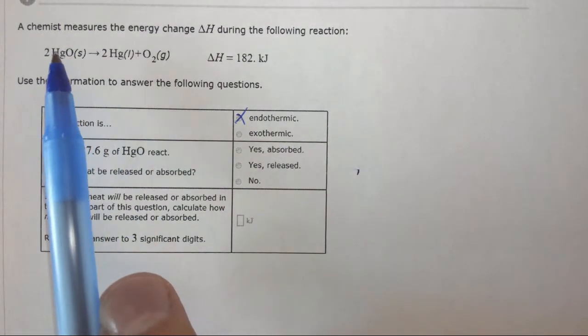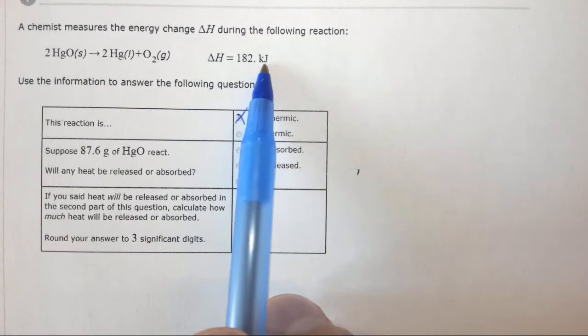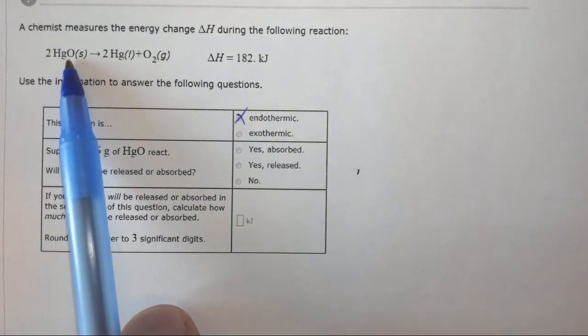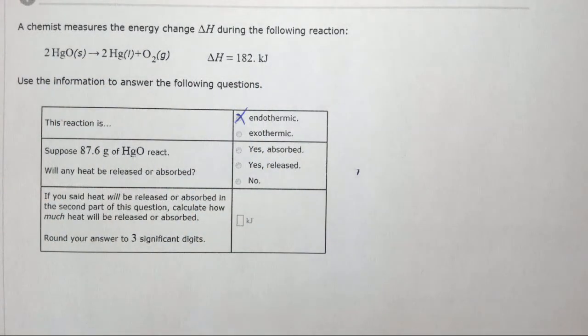The next thing to remember that's really important is that the enthalpy of the reaction is for the reaction as written. So this is for the reaction of 2 moles of mercury(II) oxide. So if we react 2 moles of mercury(II) oxide, 182 kilojoules of energy will be absorbed.